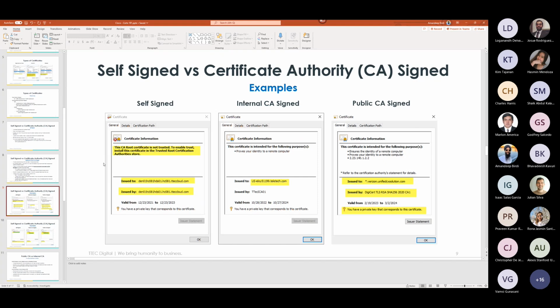Okay. So here are some examples. I kind of touched on the second one just now, but you've got the self-signed. Again, the key identifying thing with a self-signed cert is that the issued to and issued by will be the same.